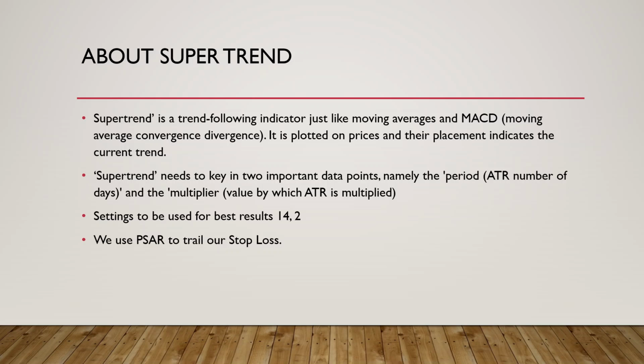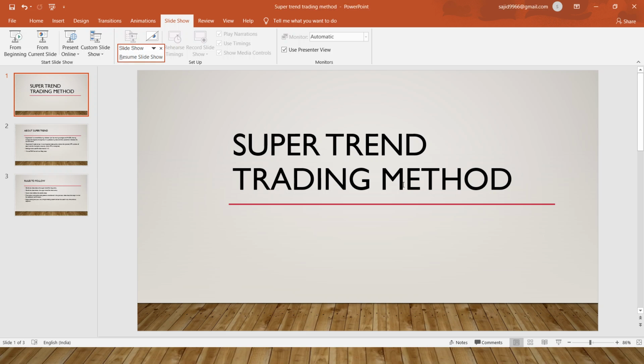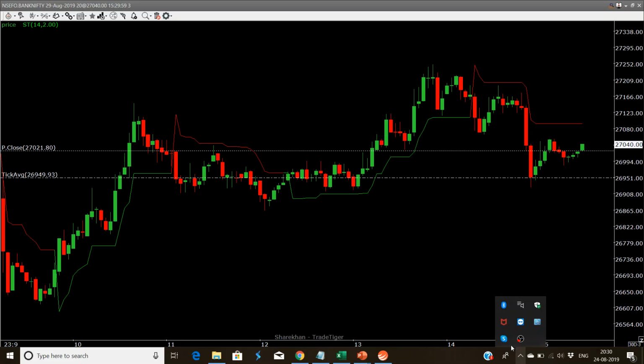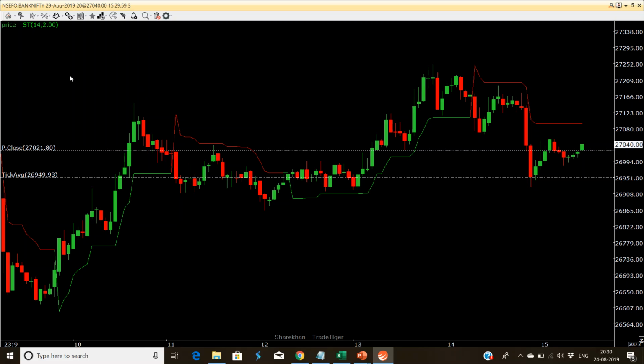Okay, so let's get started with some examples on the chart so that I can explain in detail. I have a Bank Nifty chart in front of me, and as you can see, I have plotted the 14 and 2 Supertrend on this. I'm using a Sharekhan terminal. If you have Sharekhan, you can get a similar feeling. Otherwise, whichever terminal you're using, you can have this Supertrend indicator.